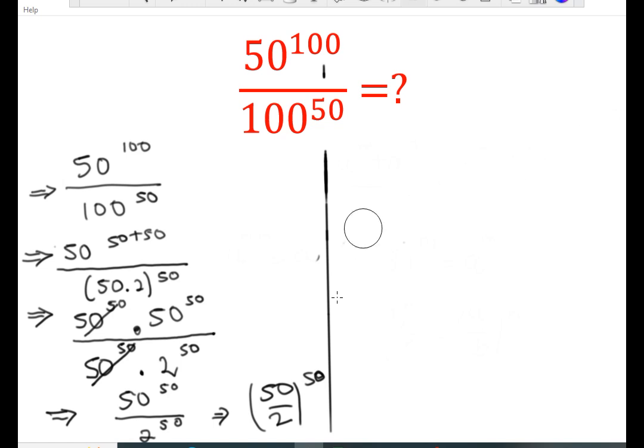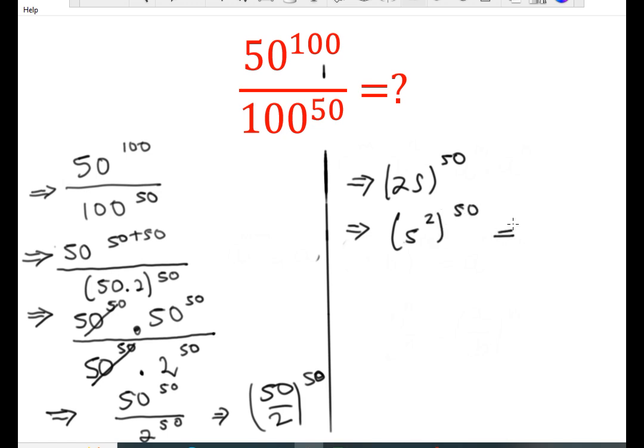So now we have a simple one, and we're just going to simplify it. What are we going to have when we're simplifying? We're going to just have 25 to the power 50, because we've simplified 50 over 2 to 25. How can we write 25 again? We just say 5 squared, so 5 to the power 2, all to the power 50.